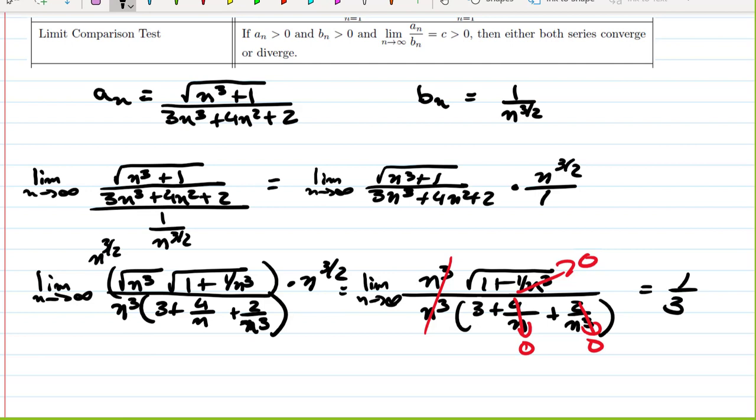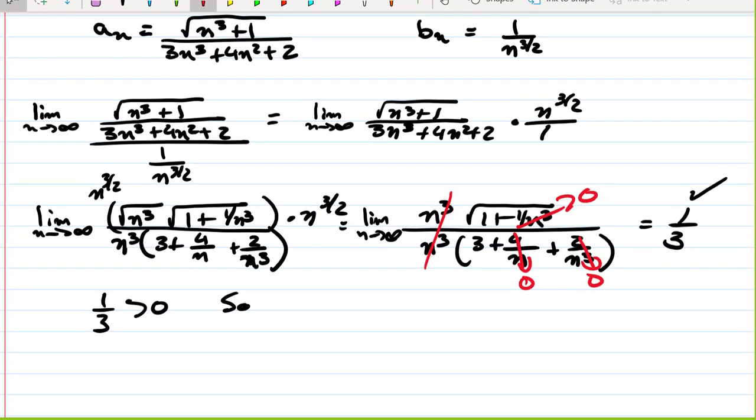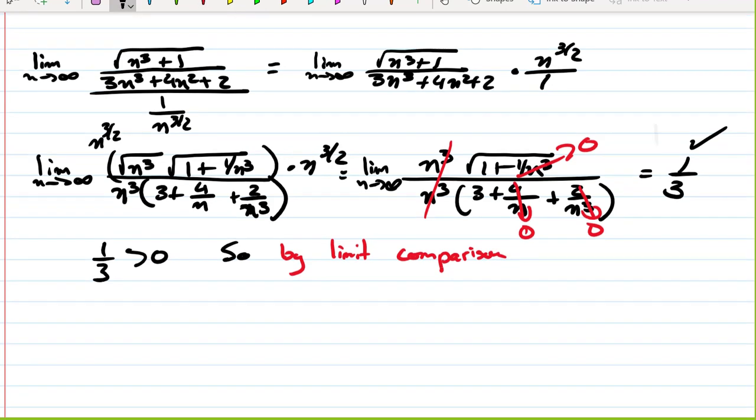So now when we look at our limit comparison test, what we were checking is whether the limit of the a_n over the b_n is equal to some number that is bigger than 0. Check. 1/3 is bigger than 0. So by limit comparison, the series converges.